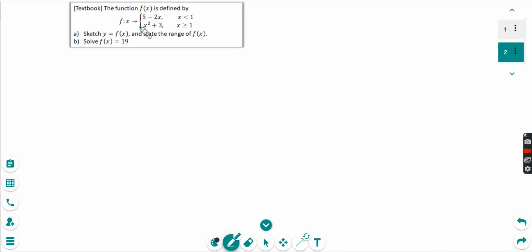So we're going to draw 5 minus 2x. 5 minus 2x, remember, is just minus 2x plus 5. We're going to draw this sort of downwards negative graph for x values that are less than 1. So the first part of the graph looks something like this. And then when you get to 1, this includes 1, when you get to 1 and then greater than 1, there's some kind of quadratic, some kind of x squared plus 3 graph.